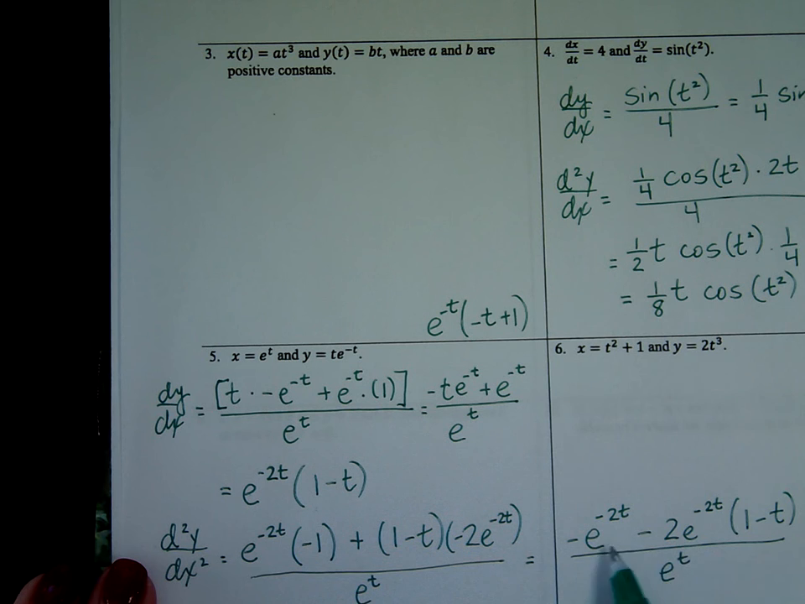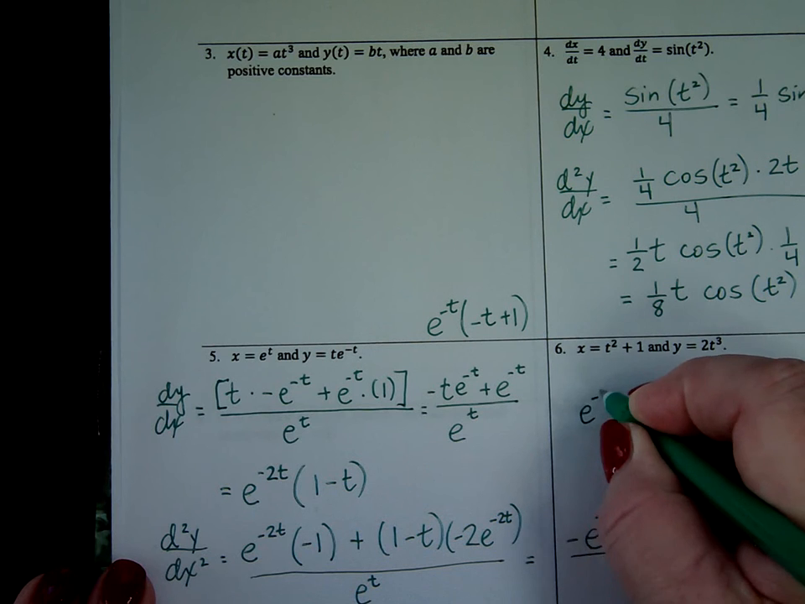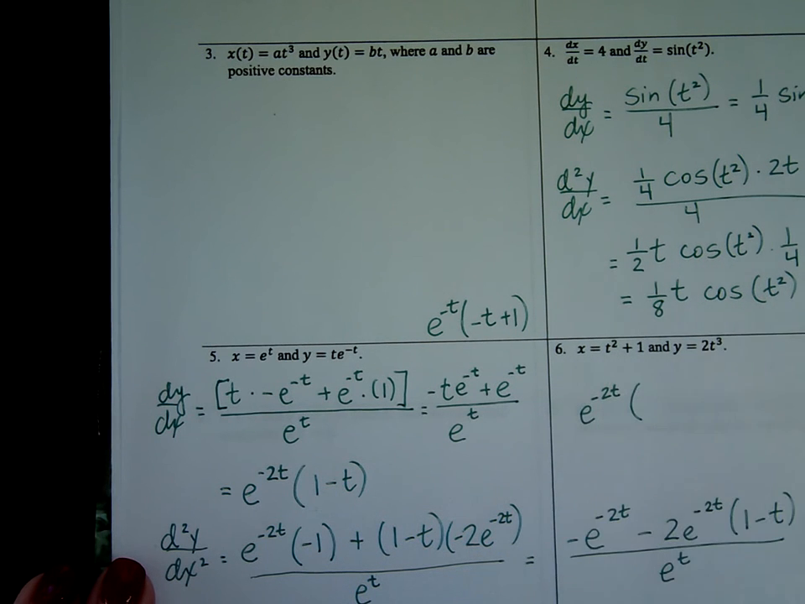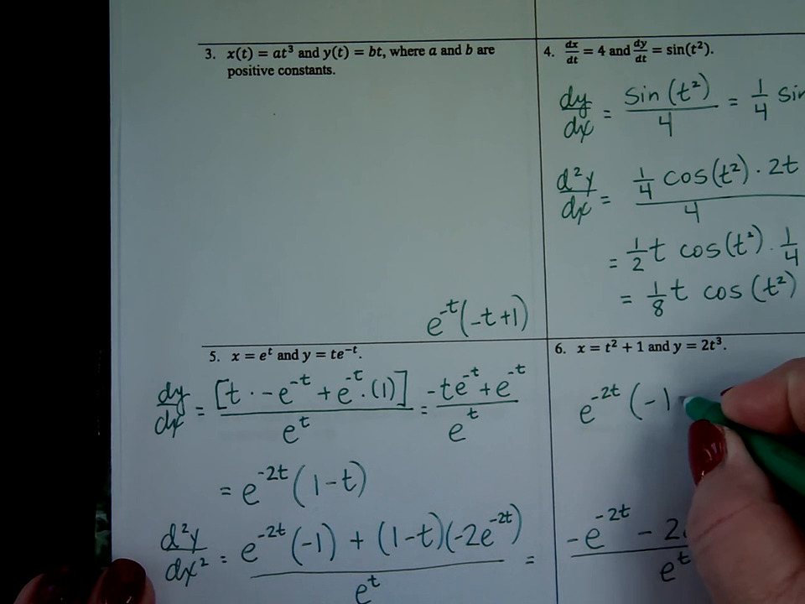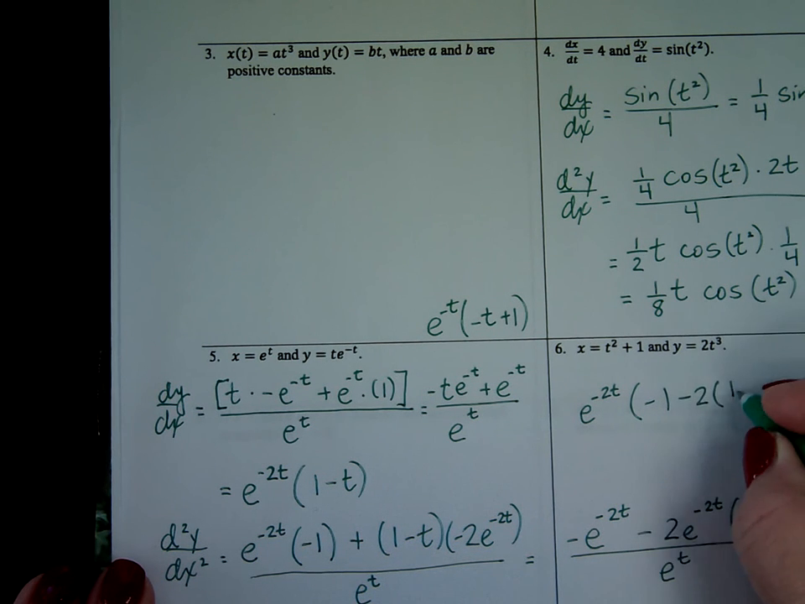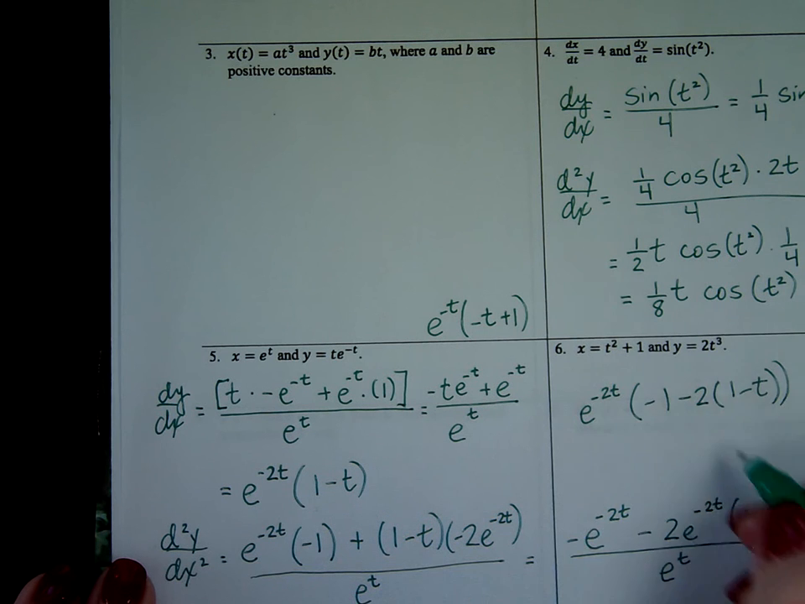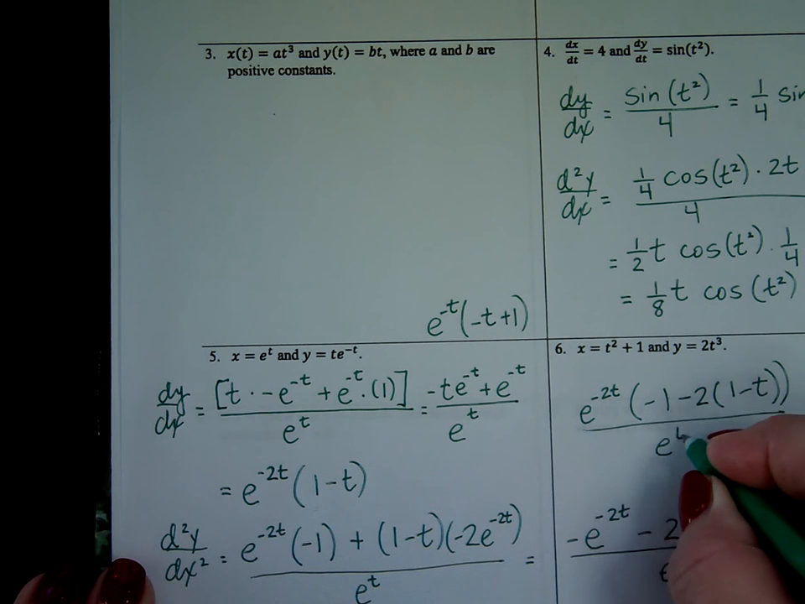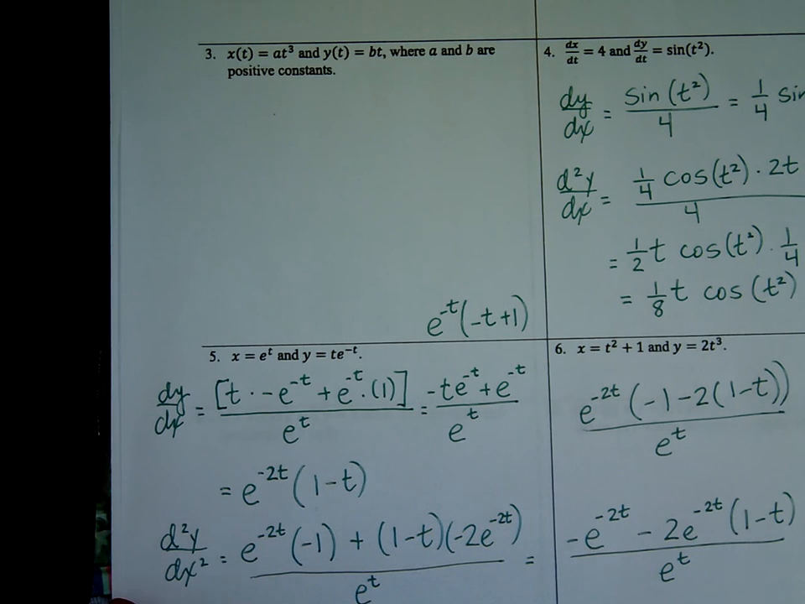Now from these two terms, they both have an e to the negative 2t. That means I can factor it out. This is going to get kind of crazy. So if I factor out just the e to the negative 2t on the top, that's going to leave me with a negative 1. It's going to leave me with a negative 2 times 1 minus t. And all of that is over e to the t. So I factored it out here, negative 1. Factored it out here, negative 2. But I still have this craziness at the end.